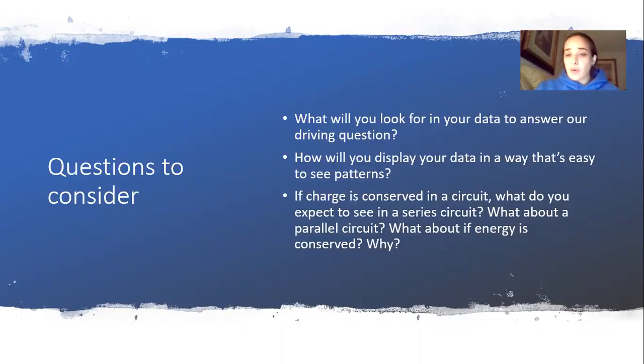What will you look for in your data to answer the driving question? How will you display your data in a way that's easy to see patterns? That's really important. How are you going to write out your data? Think about methods that we used in class before to help guide you through that. If charge is conserved in a circuit, what do you expect to see in a series circuit, and what do you expect to see in a parallel circuit? What about if energy is conserved? You read about the conservation of charge and energy yesterday, so how is that going to be affected by these two different types of circuits?